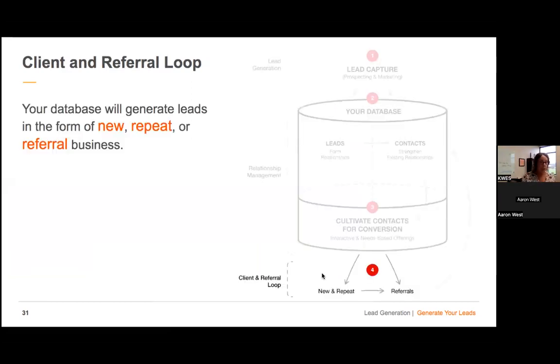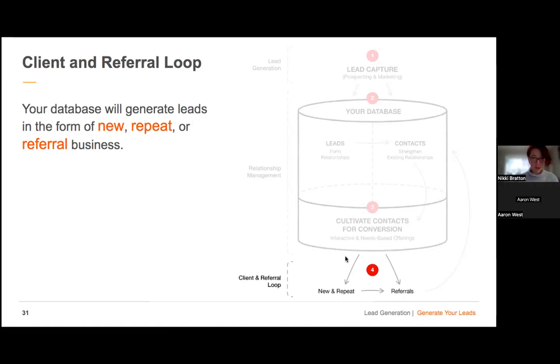So the final piece of the model is the client and referral loop. Once you have the lead converted to an actual contact, they're going to provide either new or repeat business, or they can provide referrals. So why do you think this part of the model is referred to as a loop? Talking about generating leads in the form of new, repeat, or referral, why is that a loop?